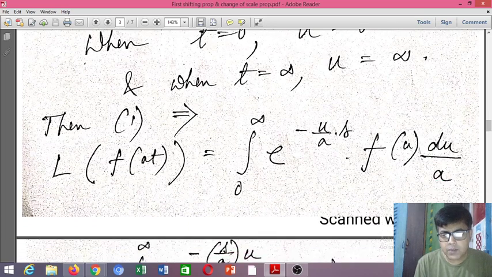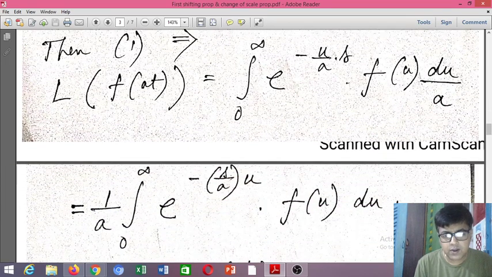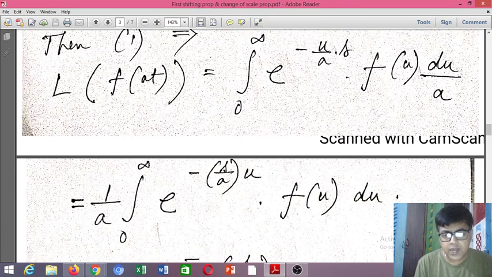Now 1 by a can be taken outside because a is a constant, and we are left with the integral from 0 to infinity of e to the power minus (s by a) into u into f(u) du. I'm just writing this coefficient of u in this manner. We club s by a together and put it in brackets, because both are constants. That's what we get finally.